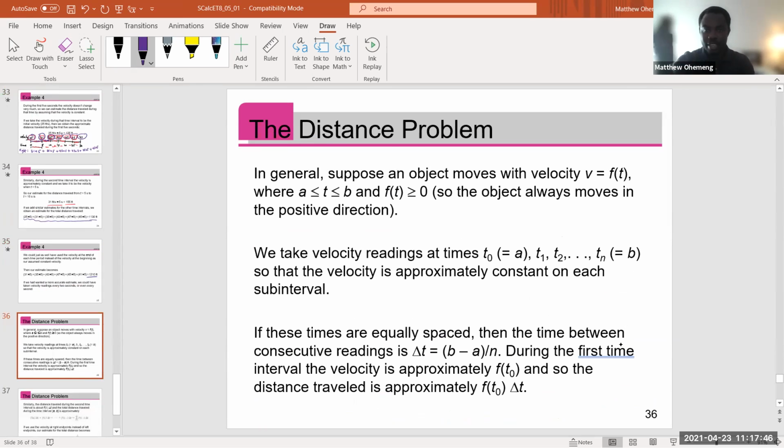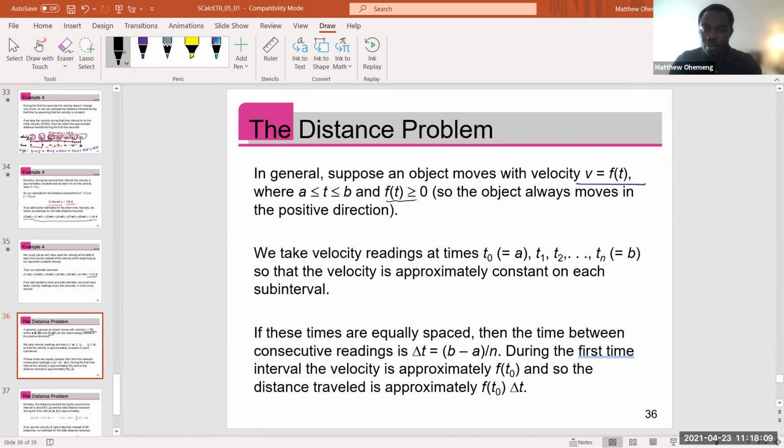So is this the same as the area problem? Just as the instantaneous velocity was the same as the tangent problem. It's the same thing, right? So this one is saying, in general, suppose an object moves with velocity v, which is f of t, where we have the interval a to b, t is in between a and b, and f of t is a non-negative function, right?